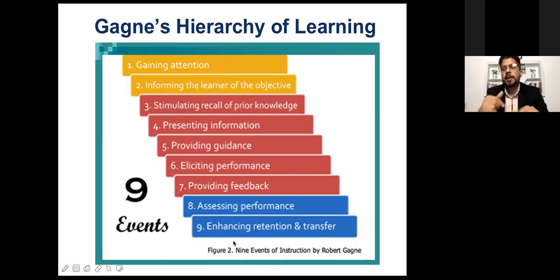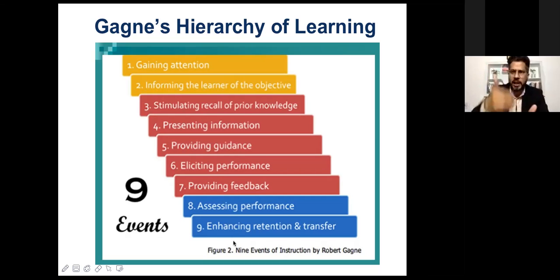For example, today when I started teaching you the learning topic, we reconnected with our human development topic, stimulating the recall of prior knowledge. Then presenting the information, which I am presenting now, and then providing guidance and eliciting the performance. Seventh is providing feedback, eighth is assessing performance, and ninth is enhancing retention and transfer. So these are the nine events a person goes through.